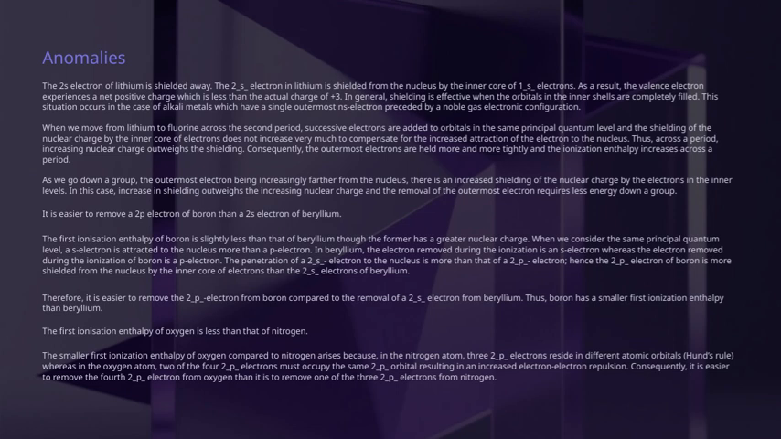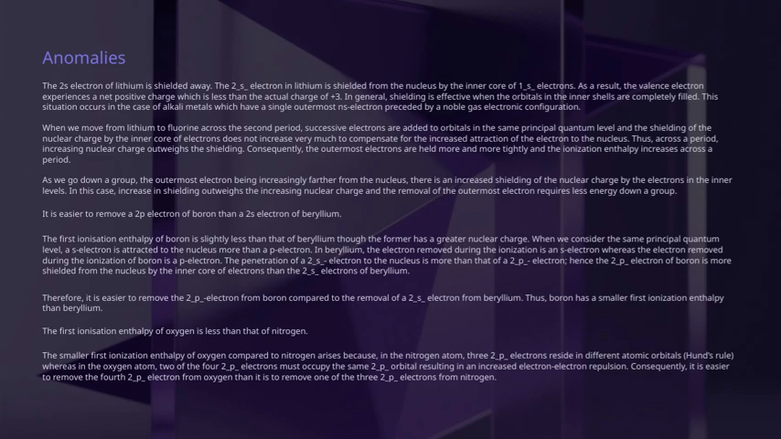Crossing a period from lithium to fluorine, we add electrons to the same principal quantum level. In this case, the shielding effect doesn't increase significantly because the inner core electrons remain the same. Instead, the nuclear attraction on the outer electrons increases due to the higher nuclear charge. That's why ionization enthalpy increases across a period. The outer electrons are held more tightly.